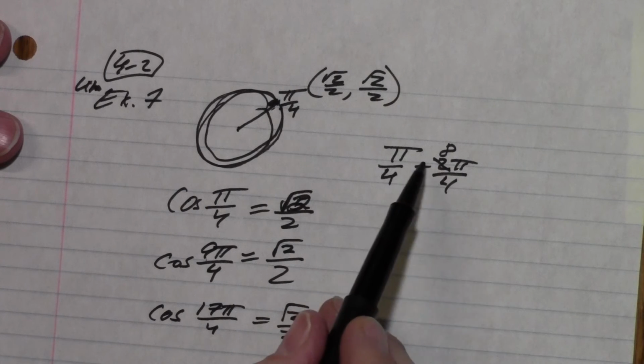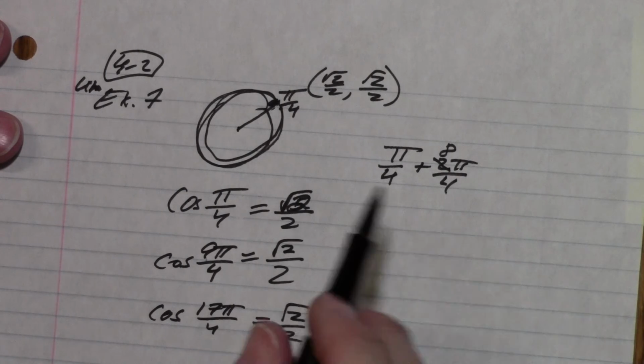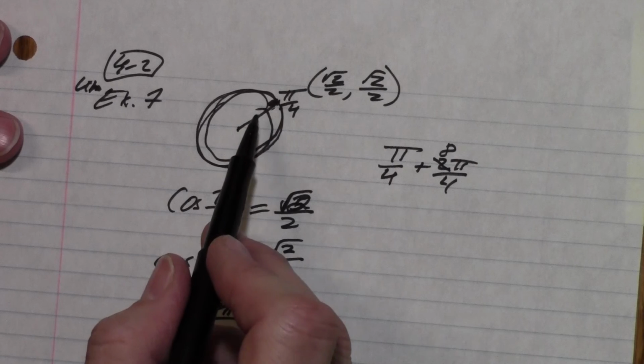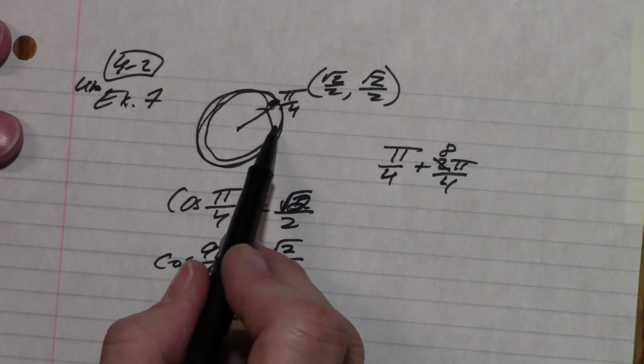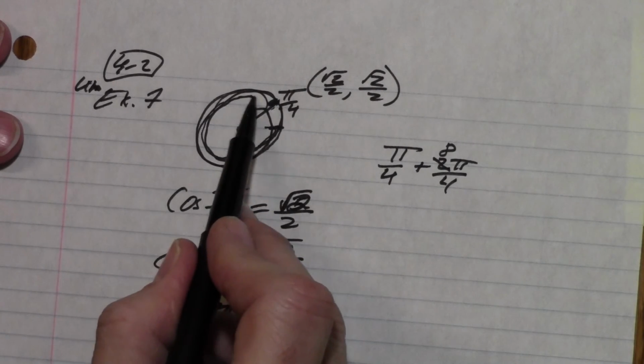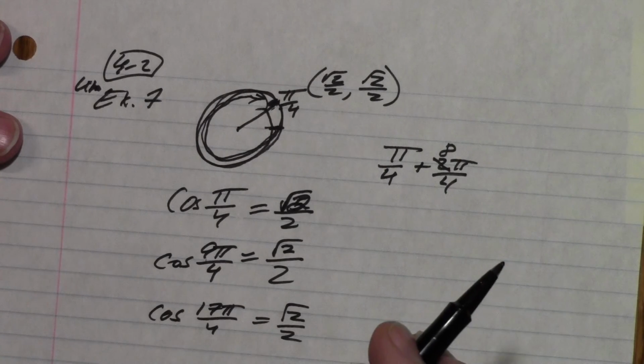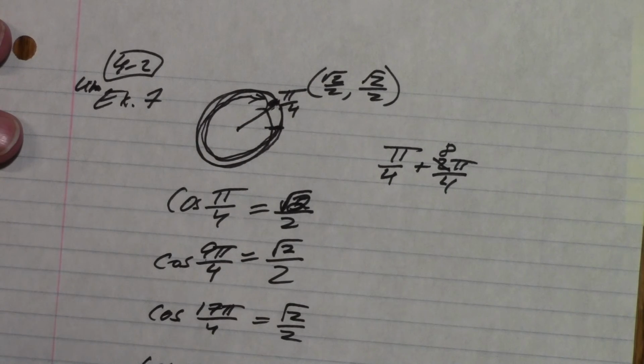And you can go in reverse. If I subtract 8 pi over 4, I'm going to get, I think, negative 7 pi over 4. And that's what this is. If I started here and I went around this way, it would be negative. So that means cosine of negative 7 pi over 4 is also equal to square root of 2 over 2.